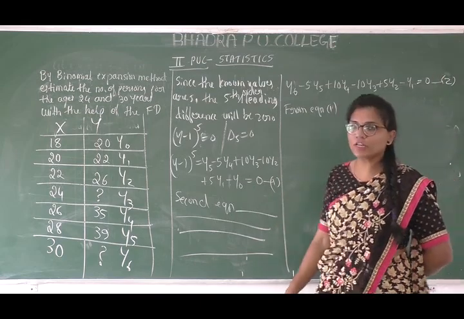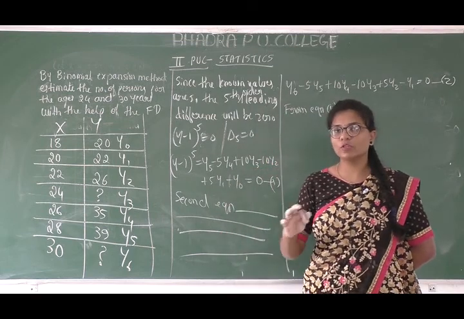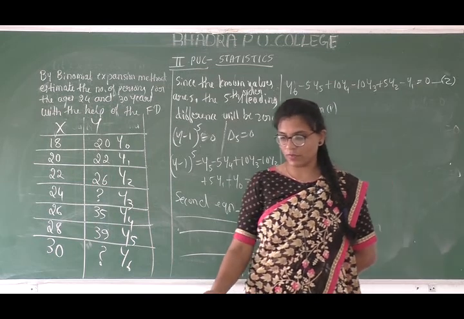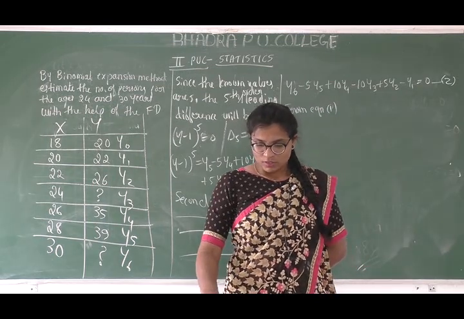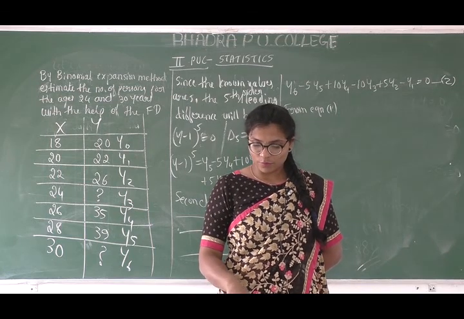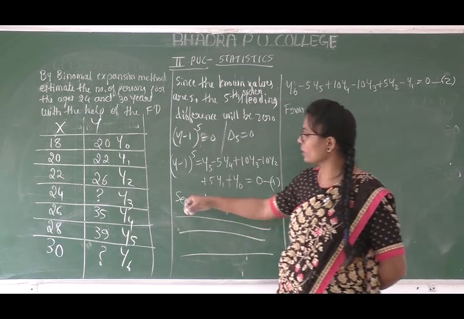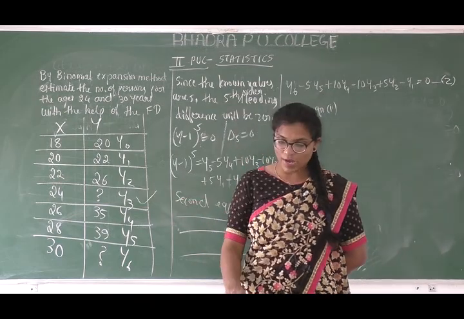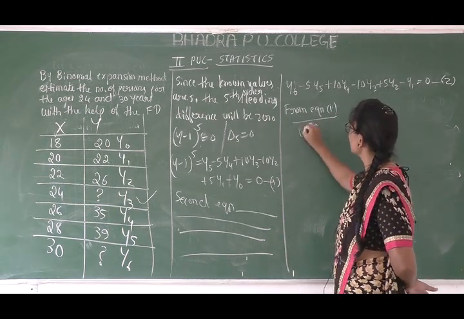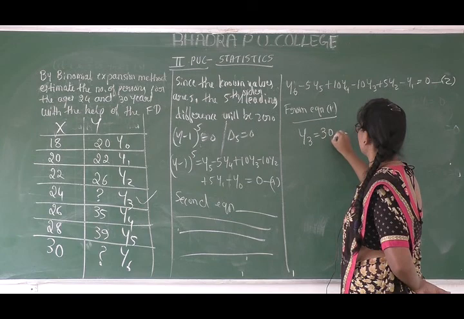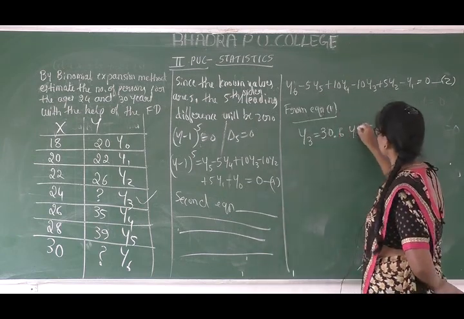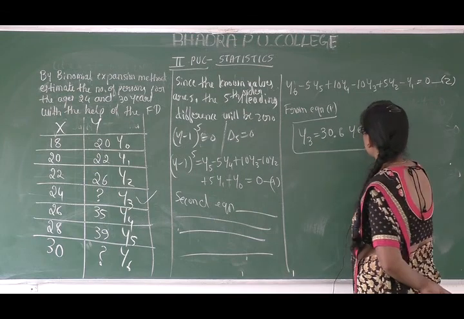Write down the first equation and substitute the values. You will get the answer. We have to find out the y3 value. From equation 1 you will get y3 is equal to 30.6 years. So this is your first y value.